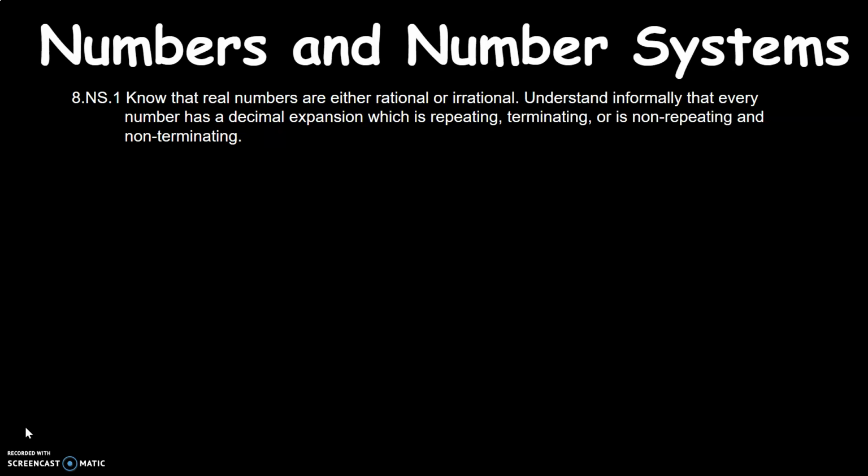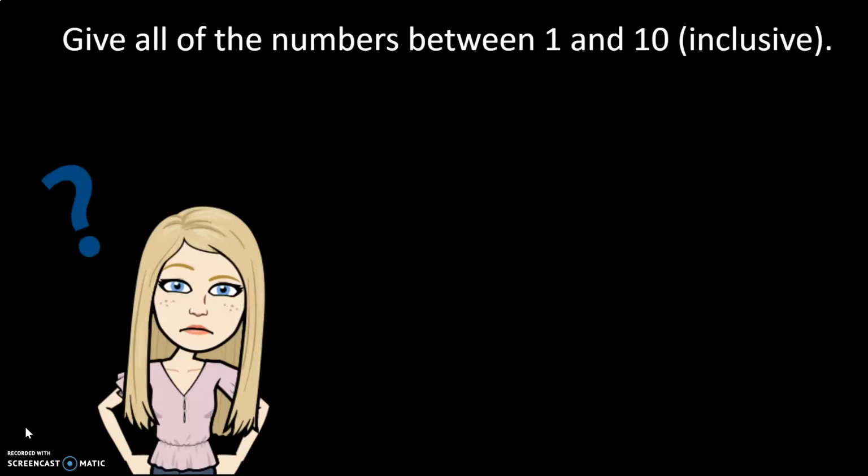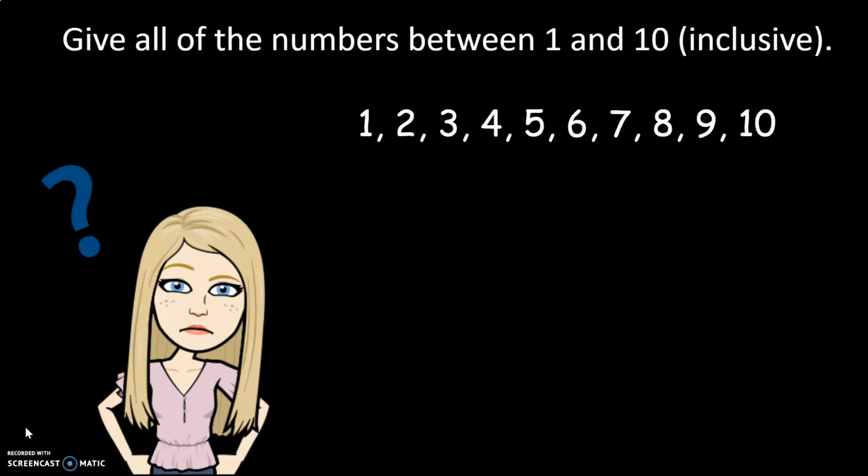Today we are going to be talking about numbers and number systems. So if I were to ask you to give all of the numbers between 1 and 10 inclusive, you would probably think about saying these numbers: 1, 2, 3, 4, 5, 6, 7, 8, 9, 10. However, there are more numbers between 1 and 10.